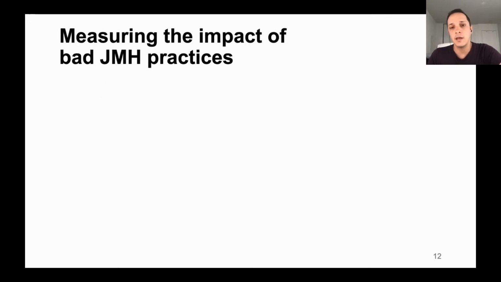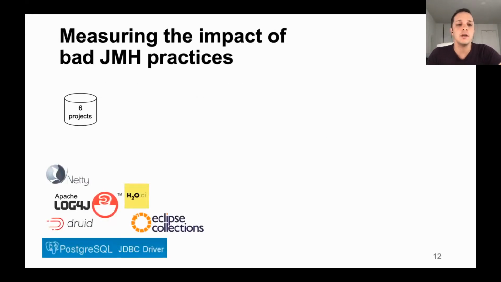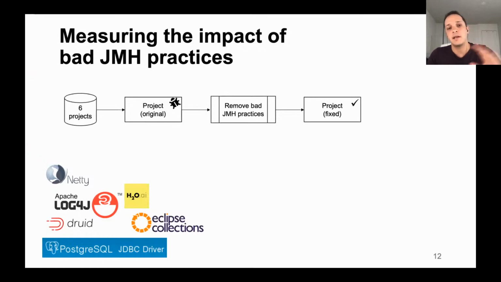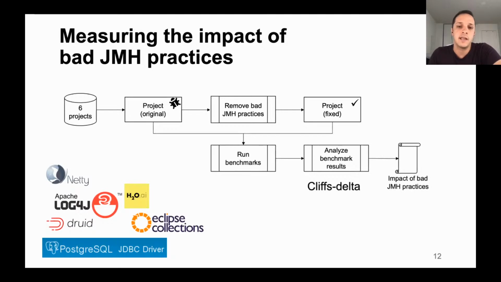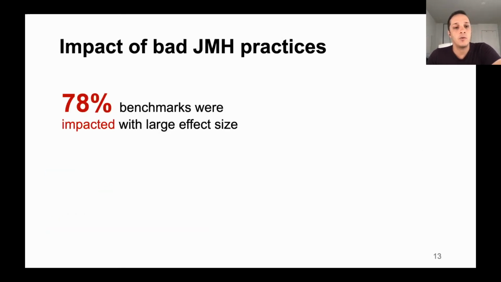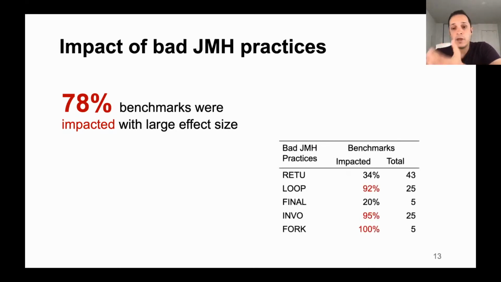To do that, we selected a subset of 6 projects. You can all see them there. If you're familiar with the Java ecosystem, you will recognize a few of them because they're very popular. We evaluated the benchmarks, the original version and after we fixed them, running them several times to make sure that we're evaluating things properly. What we found is that 78% of the benchmarks were impacted with large effect size. And of course, different bad practices impact them differently.